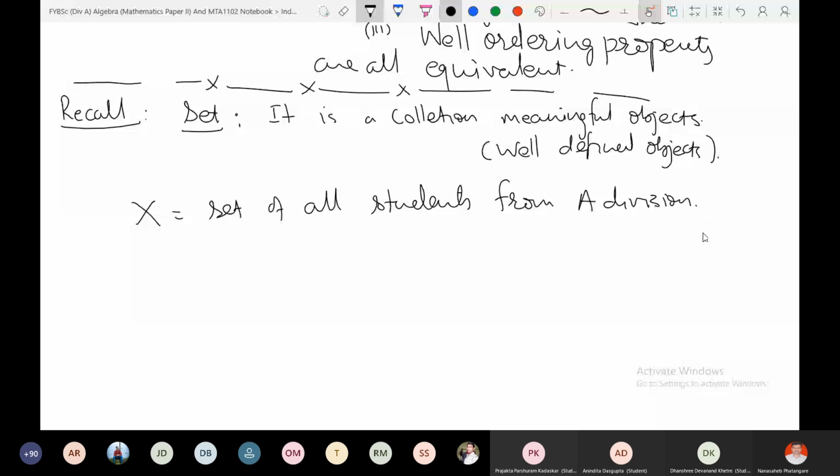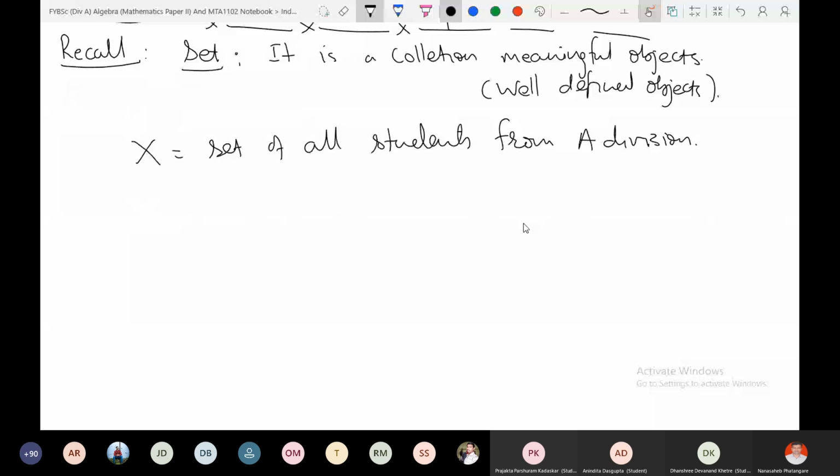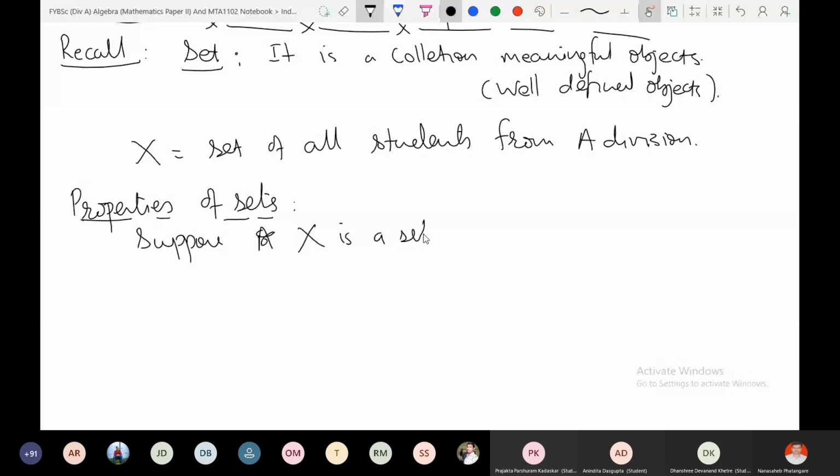Now, you know the various properties of sets. We'll just try to understand very elementary properties, and some properties we'll discuss as and when we need them. Whenever we need a particular property, we'll discuss it at that time. So suppose X is a set, and A a subset of X.